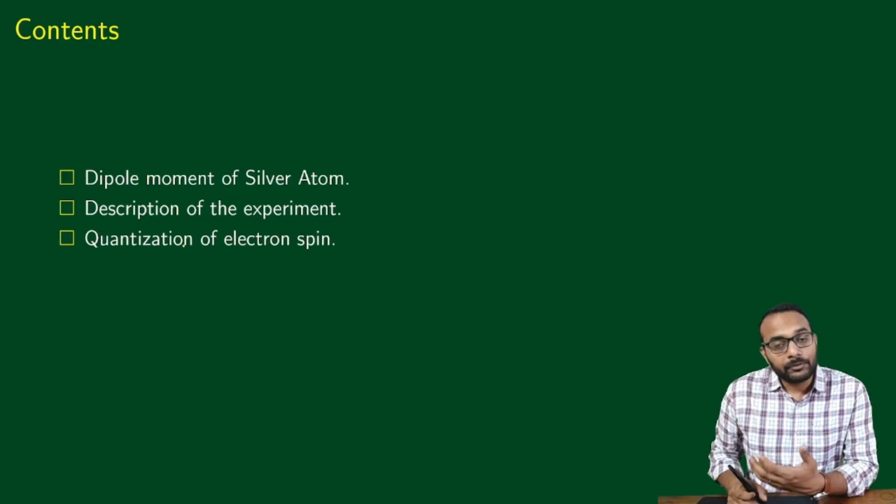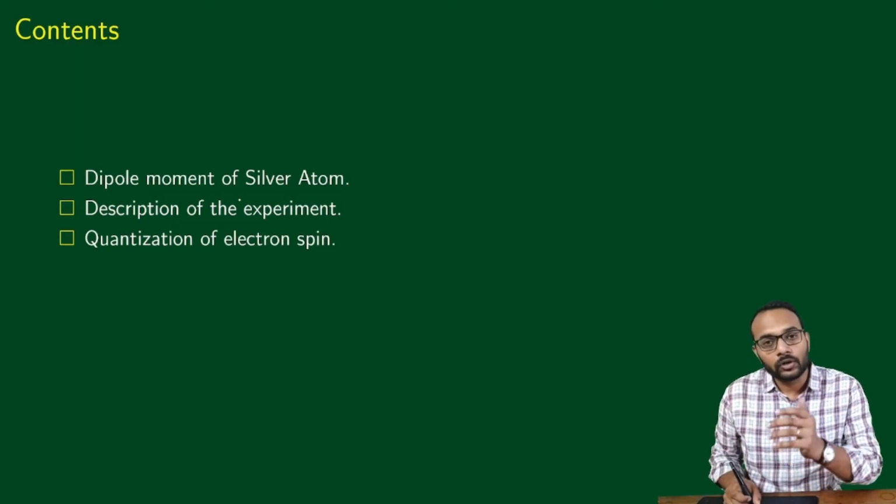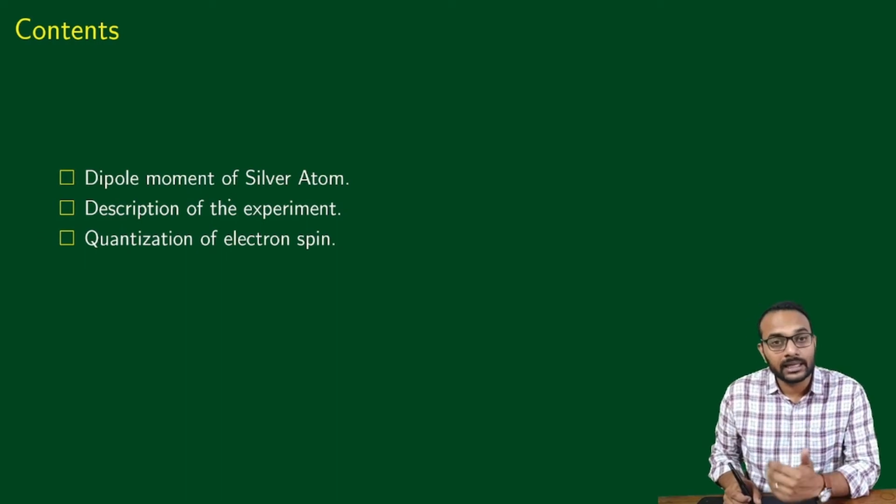The main thing that we do in the Stern-Gerlach experiment is to use silver atoms. We'll basically send silver atoms through inhomogeneous magnetic fields, and we'll see the deflection. We'll see how these silver atoms are deflected.